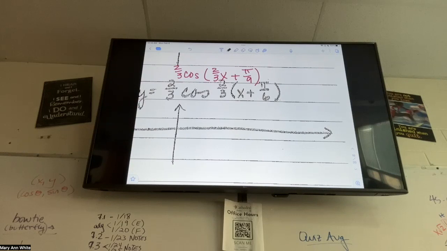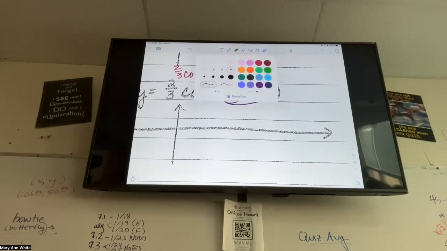All right, it looks like I already have our equation multiplied through. I multiplied everything in my parentheses by 2/3. So I have 2/3x and then plus pi over 6 times 2/3 is going to be pi over 9. So I'm glad I have all of that to help me identify my amplitude, my period, and my horizontal shifts.